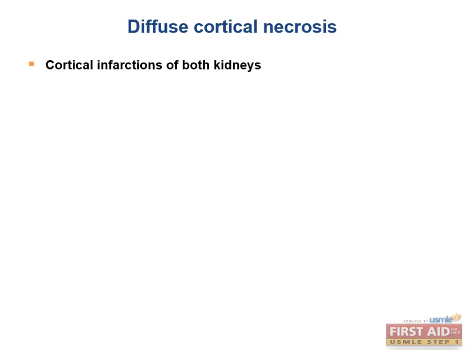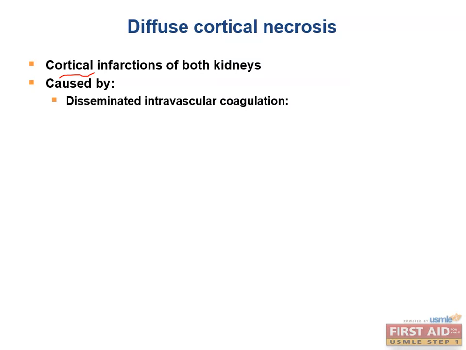Now let's discuss diffuse cortical necrosis, which is generalized infarction of the cortices of both kidneys. It's caused by things that cause disseminated intravascular coagulation, because that's going to make little clots in the microvasculature of the kidneys, leading to those diffuse infarctions and necrosis.